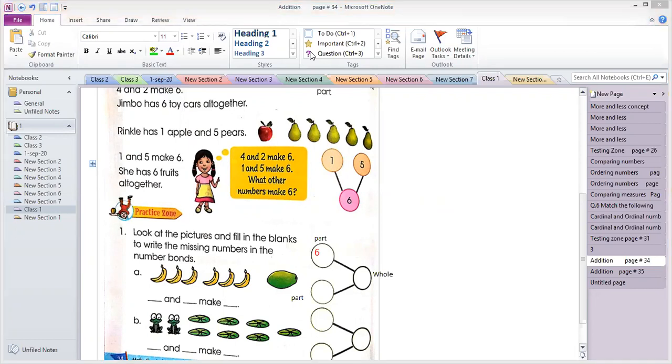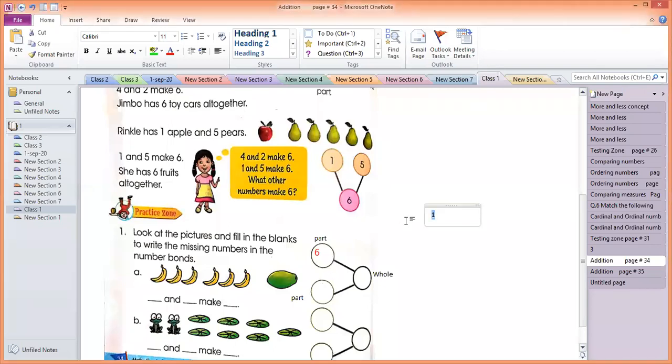Now I'll ask two different students. Abdul Rahman Al Wasil, can you hear me? Yes. Okay, Abdul Rahman, what should I write in the second part? 1. Why 1? Because mango is only one. Mango is only one. Not 2. It's not 3. It's 1. Yes. Very good.